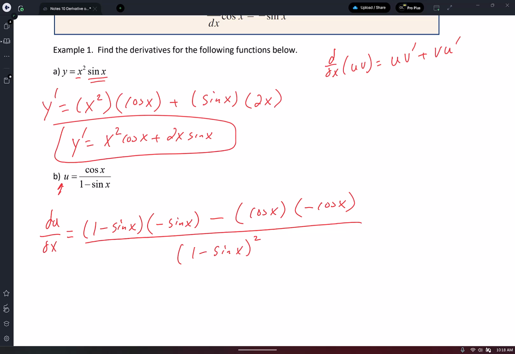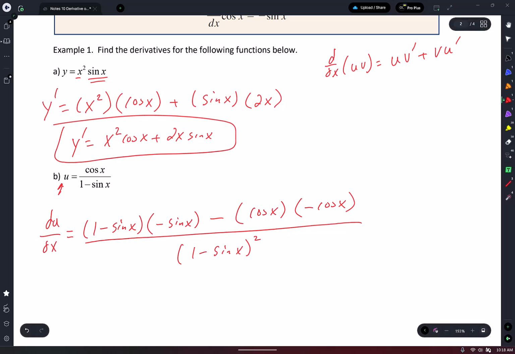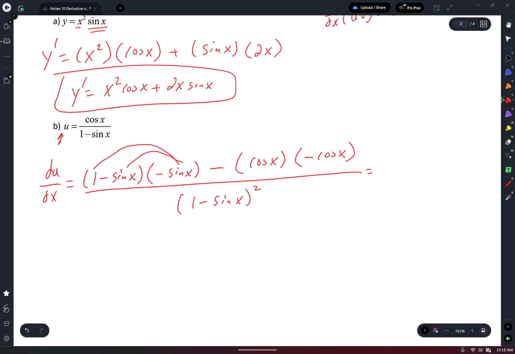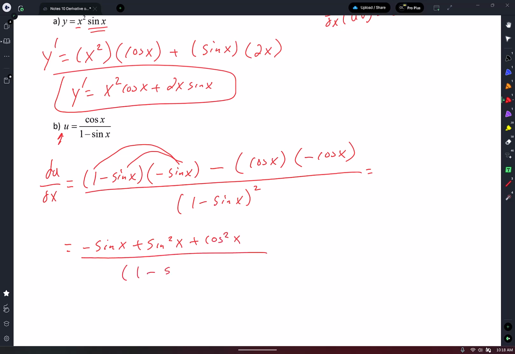Okay, you're done with calculus. Now let's see how your algebra or your pre-cal is. All right, here we go. Guys, focus. Negative sine x plus sine squared x. And then what's negative times a negative? Plus cosine squared x, all over parenthesis 1 minus sine x close it squared.